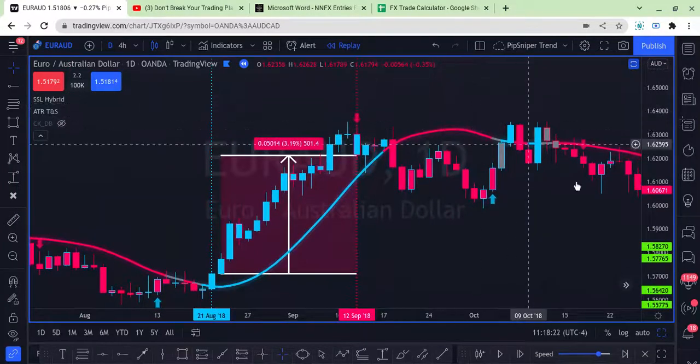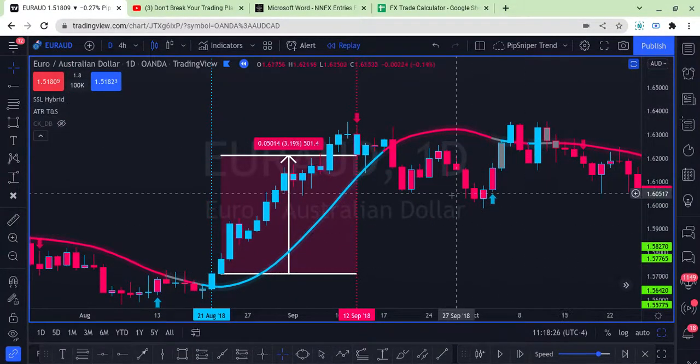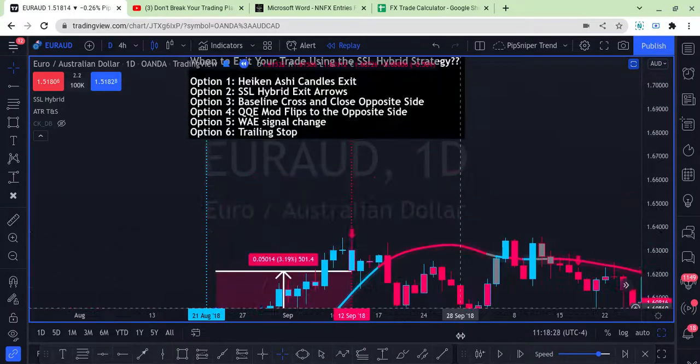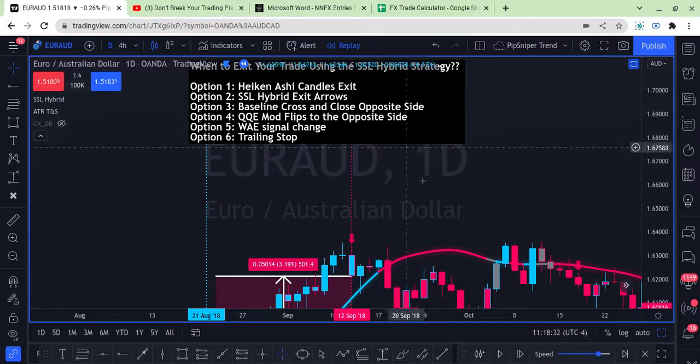Compare them to the Heiken Ashi. You can use that as well. And that's all for this video. In the next video, we're going to talk about the baseline cross and close on the opposite side.